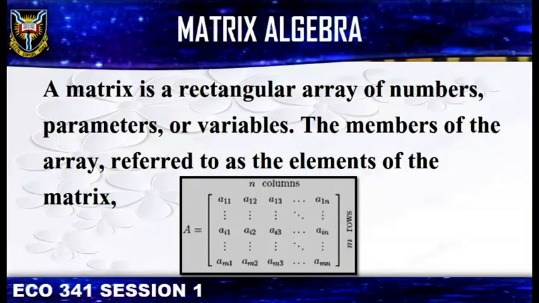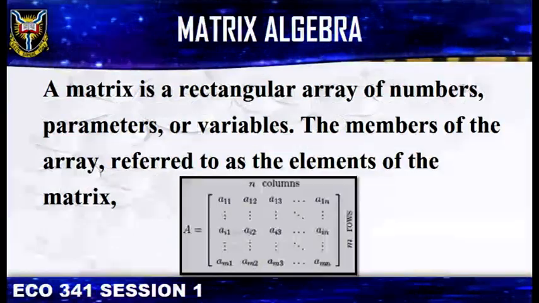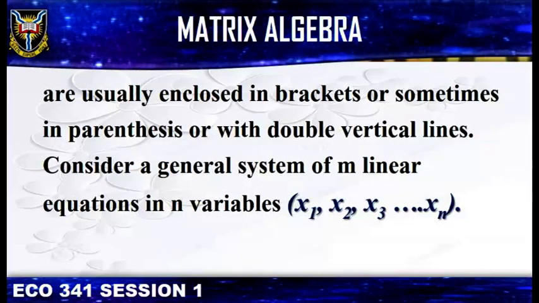Content. A matrix is a rectangular array of numbers, parameters, or variables. The members of the array, referred to as the elements of the matrix, are usually enclosed in brackets, or sometimes in parentheses or with double vertical lines. Consider a general system of m linear equations in n variables, bracket opened, x1, x2, x3, xn, bracket closed.